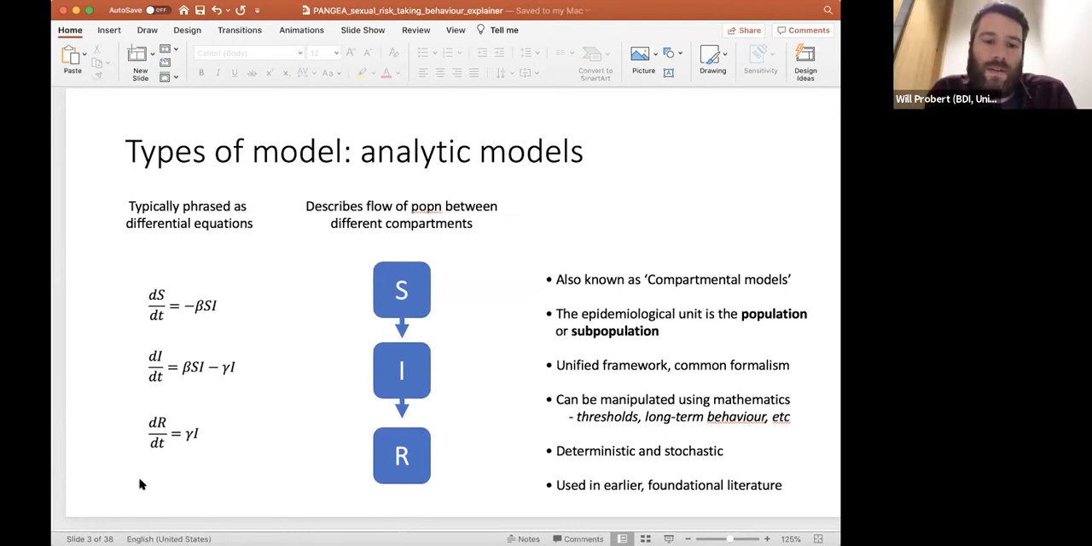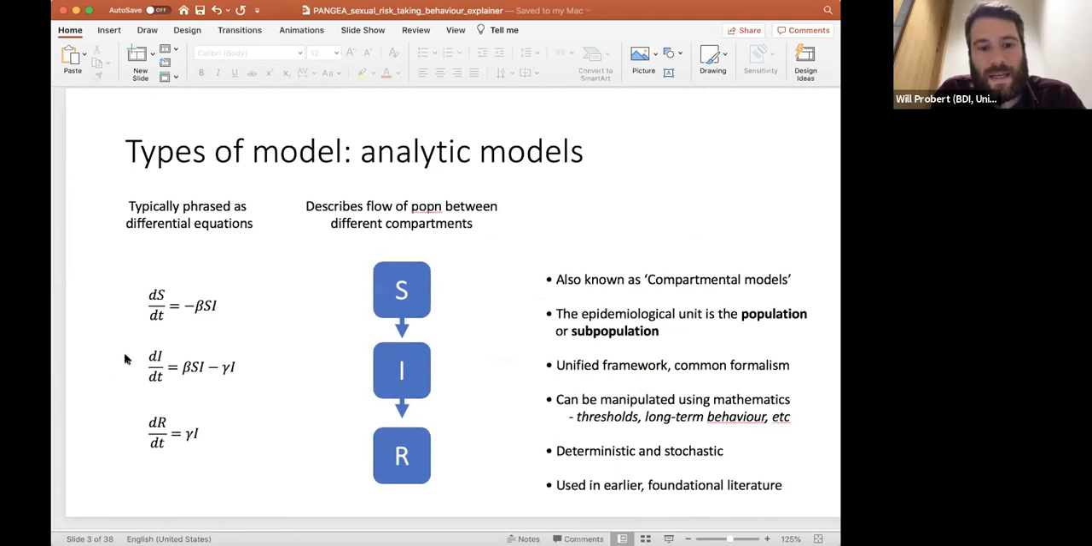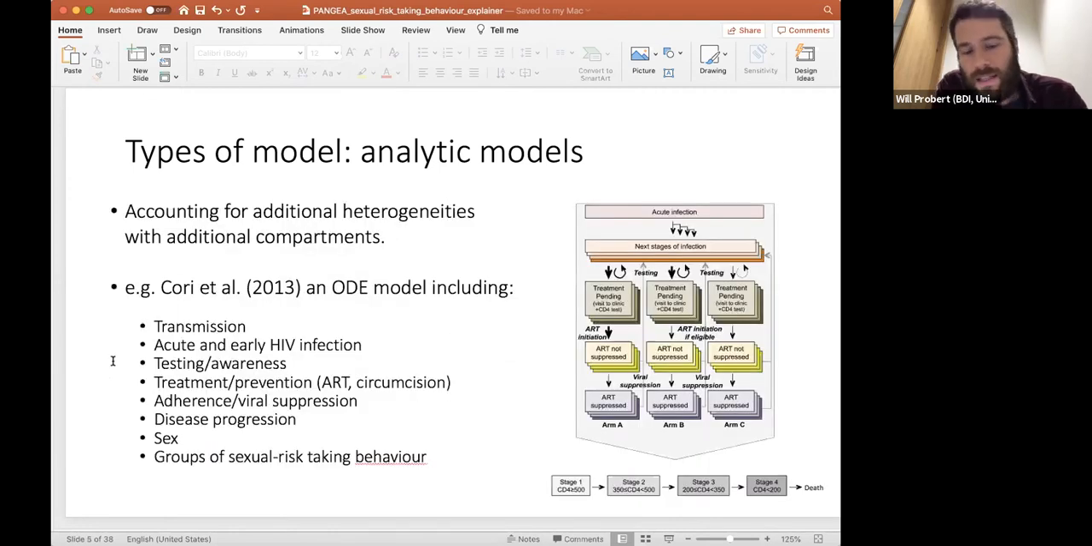So this is a very straightforward type. We can write code for it in quite a small number of lines, and we can generate a solution for it. By that I mean values of S, I and R that would satisfy the equations in question, given some starting conditions and parameter values of these beta and gamma values. That's a very, very simple model, but you can make it a lot more complex, and you can add additional heterogeneities by including different compartments.